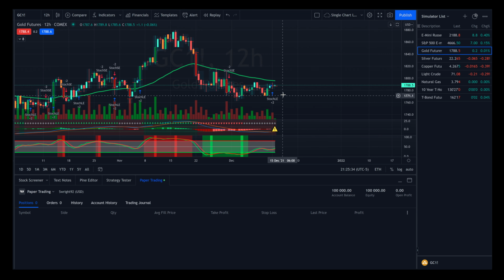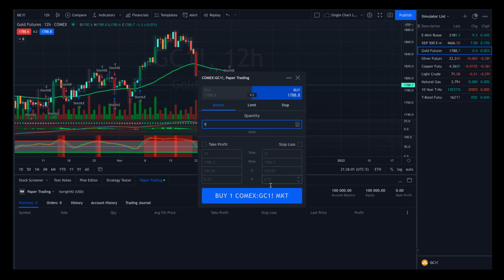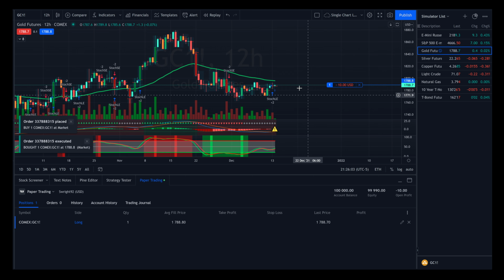For gold, we have a long signal that triggered at the end of yesterday's session. Just for future reference, the way that I'm entering all of these buys and sells is going to be on the bar after the signal, just to make sure that we're not repainting on the strategy here, because TradingView tends to do that sometimes, and even though this is based off of an oscillator and not something forward looking, we want to be careful about that. So I'm going to go ahead and buy a market order here, just one contract.